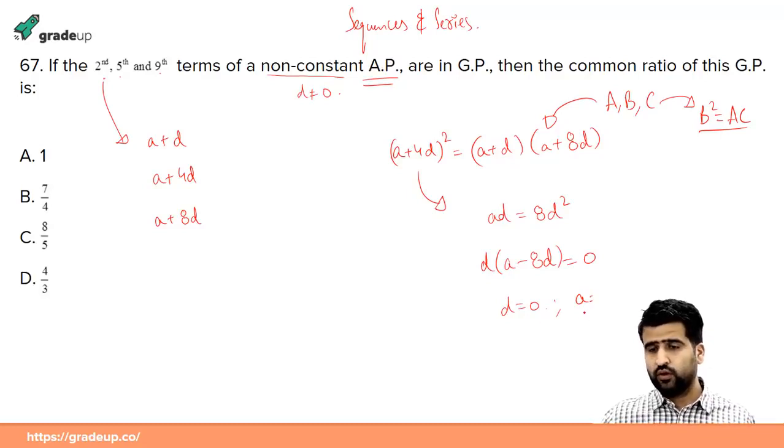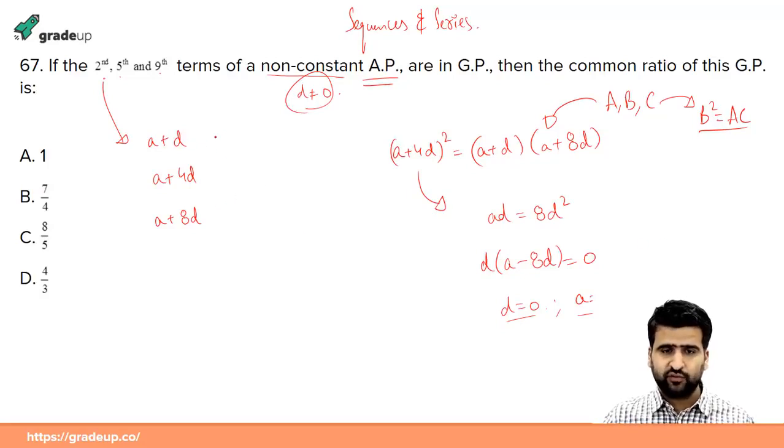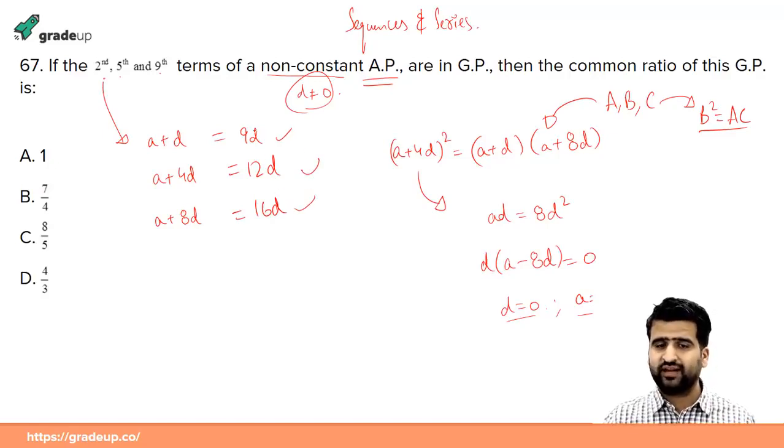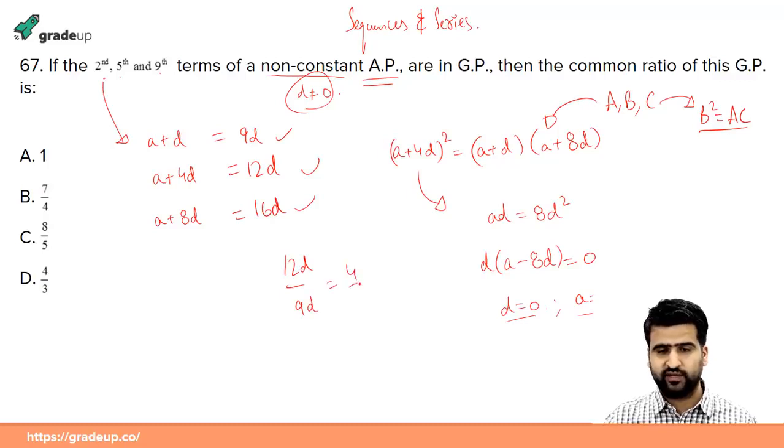So we get two possibilities over here, that D can be equal to 0 or A is equal to 8D. Since D is not equal to 0, therefore the value of A here will be equal to 8D. So if you put the value of A is equal to 8D, you get the second term as 9D, this term as 12D, and this is 16D. Alright, it is also given that these terms are in GP and the common ratio can be easily calculated by dividing these two. So 12D upon 9D, the common ratio will be equal to 4 upon 3.